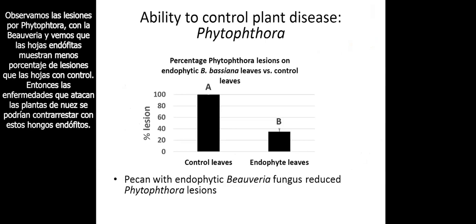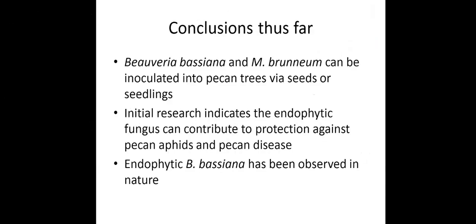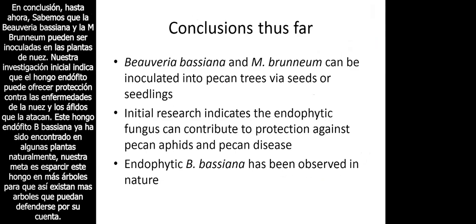We looked at suppression of Phytophthora. This was with Beauveria, and we see that the endophyte leaves had much lower percent lesion compared to control leaves. So the plant diseases that are attacking the pecan could be suppressed by these endophytic fungi. So conclusions so far show that Beauveria bassiana and Metarhizium brunneum can be inoculated into pecan trees via seeds or seedlings. Our initial research indicates that the endophytic fungus can contribute to protection against pecan aphids and pecan disease.